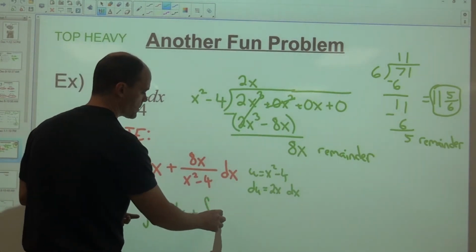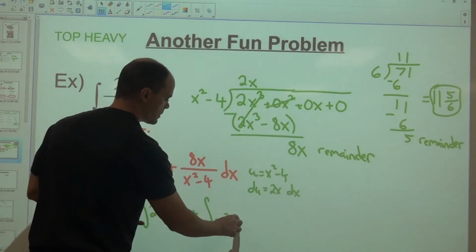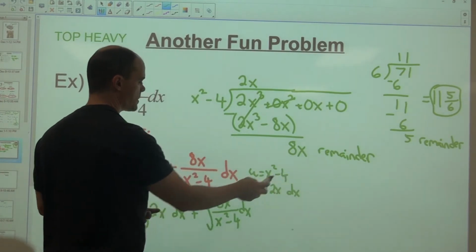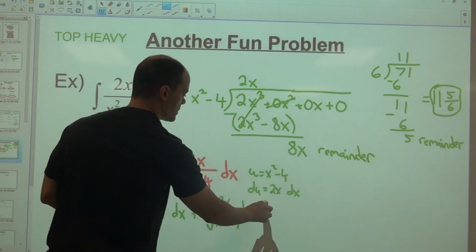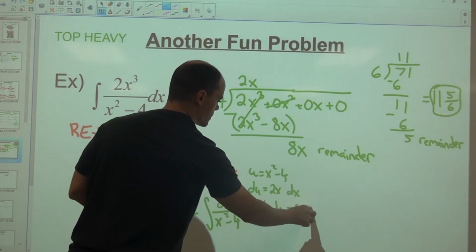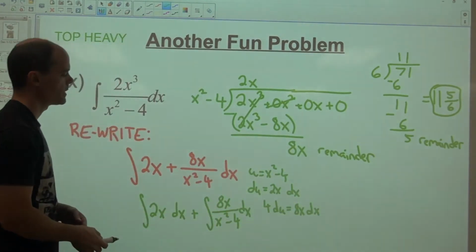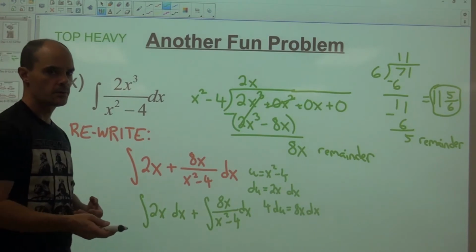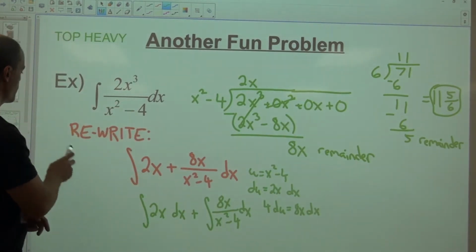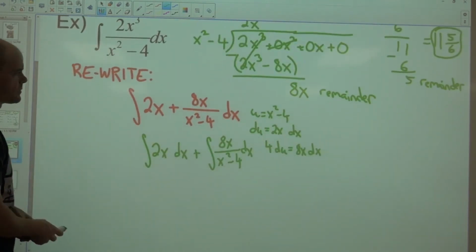I've got my x squared minus 4 over 8x dx, and I can see that this is going to work out fine. I just need to multiply du by 4, giving me a perfect 8x dx. And I never needed to do a partial fraction. Just because this factors doesn't mean it's a partial fraction. So we can finish this really, really quick.